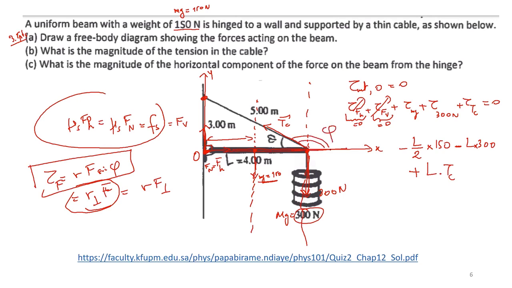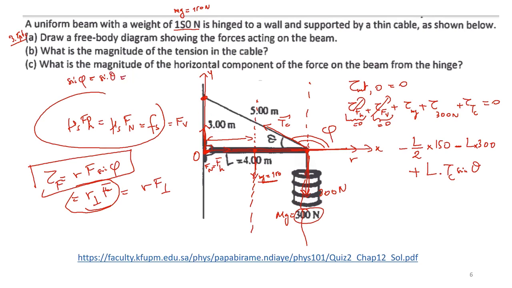Because R is in the positive X direction and TC is like this, the angle is this. But sine phi is just equal to sine theta, because these two angles are supplementary. If you add them, you get 180 degrees, so they have the same sine. Let me say it again: sine phi is equal to sine theta.